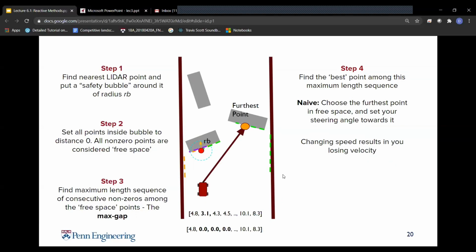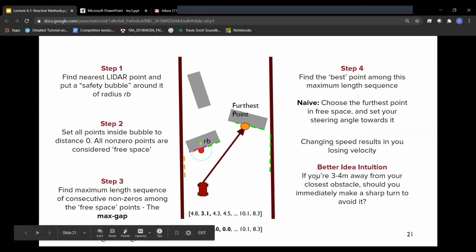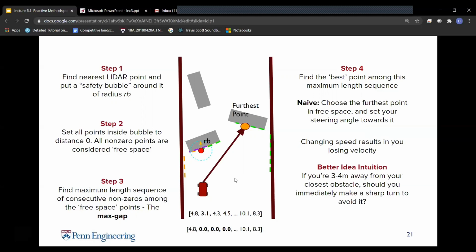But the issue with this is that drastically changing your speed results in you losing velocity very quickly. And the intuition for a better idea is, if you're 3 to 4 meters away from the closest obstacle, should you immediately make a sharp turn to avoid it? Probably not, because it's relatively far away. What you probably want to do is curve into the obstacle or curve away from the obstacle over that period of 3 to 4 meters.